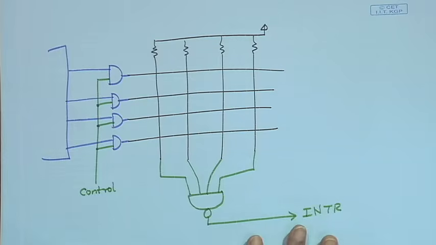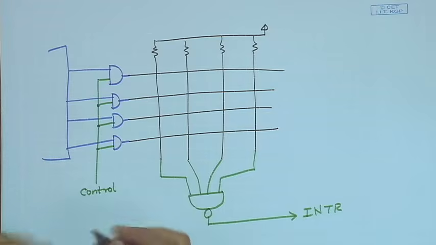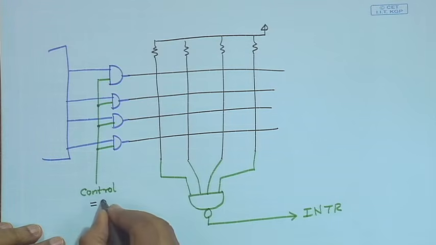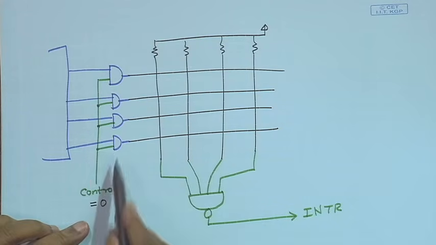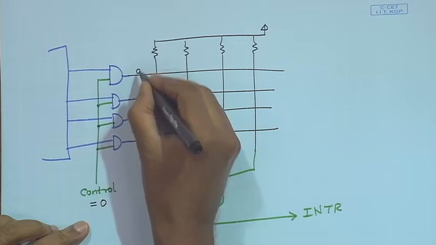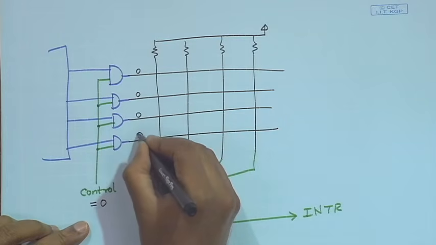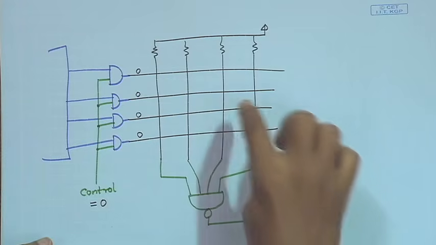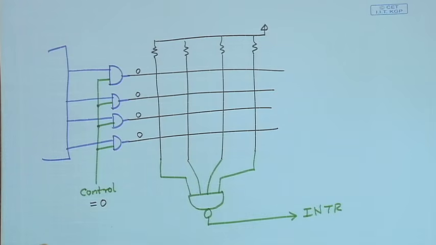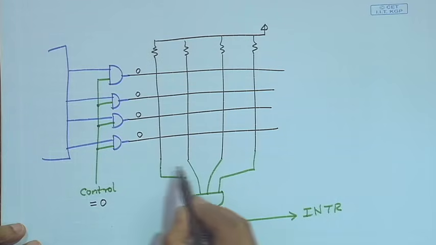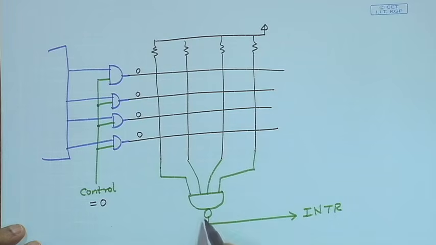When you are checking whether the key is pressed or not, under normal conditions control will be set to 0. Normally control is 0, right. Control 0 means one of the inputs of the AND gate will be 0. So, these lines will always be 0 0 0 0. Now, suppose it is not pressed. If it is not pressed, then all these lines will be 1 1 1 1. The output of the NAND will be 0. So, there is no interrupt.